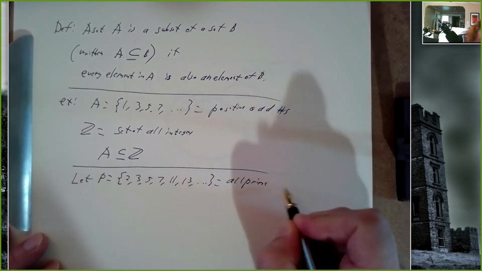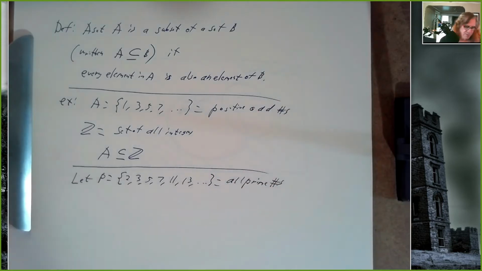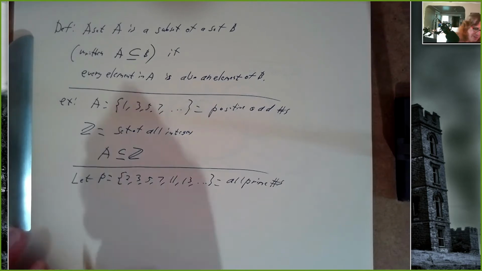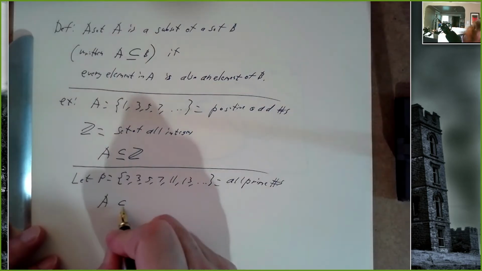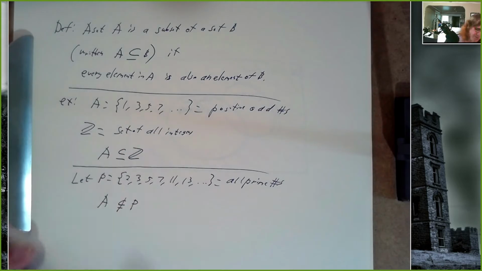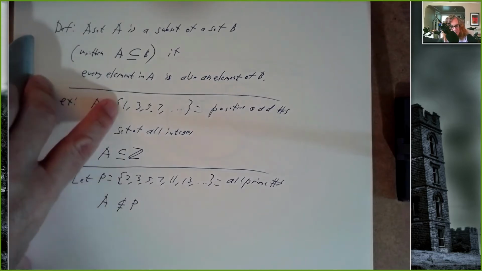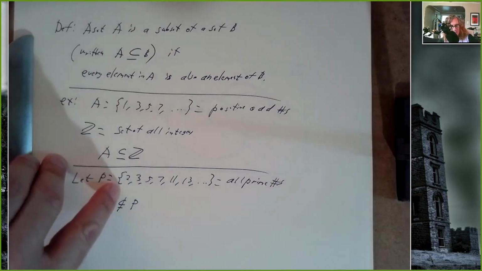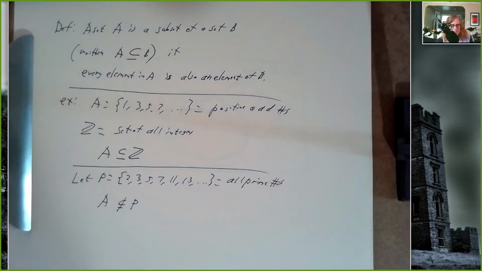On the other hand, we can have the set of all prime numbers, which is the numbers 2, 3, 5, 7, 11, 13, 17, 19, and so on. So numbers that aren't divisible by anything other than themselves and 1. And A is not a subset of P. Why? Because A includes the number 1, which is not in P. A includes the number 9, which is not in P, and so on.